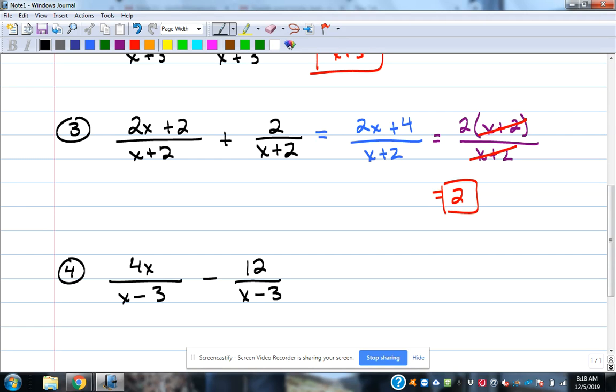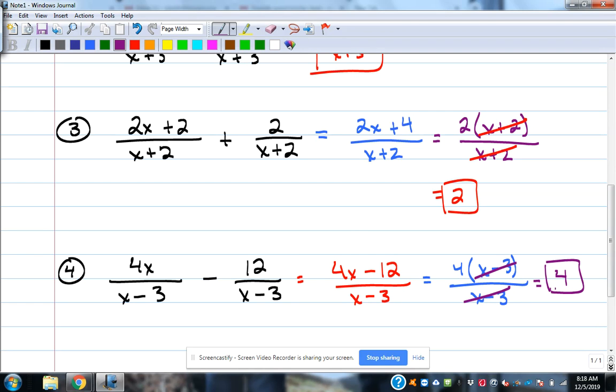Yeah, the top part would be 4x minus 12 over x minus 3, because the denominator's already the same, right? So far we're in good shape. All right, so 4 is the GCF. You get 4 times x minus 3 over x minus 3. And so the final answer is 4. Yeah, it is satisfying to cancel those things out.